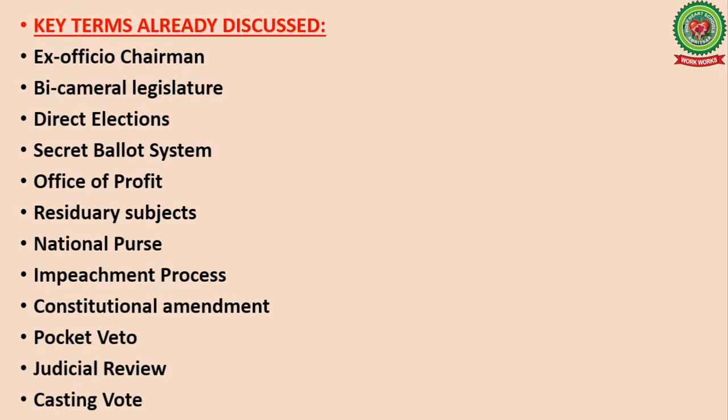Then office of profit means government job. Next is residuary subjects. Subjects which are not mentioned in any of the list, means in Indian constitution. There are union list, state list, concurrent list, but there are some residuary subjects, means it is nowhere in the constitution. But in future if it comes anything, it will be considered as a residuary subject. Next is national purse, means total finance of the nation.